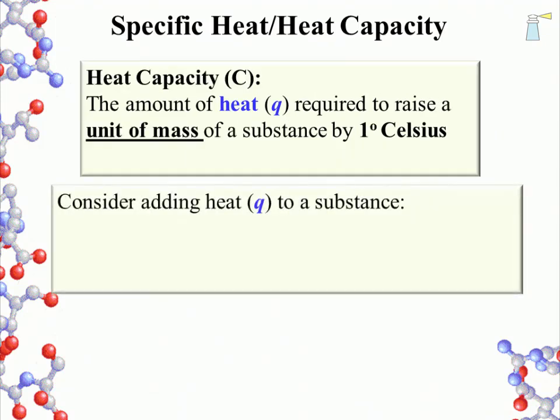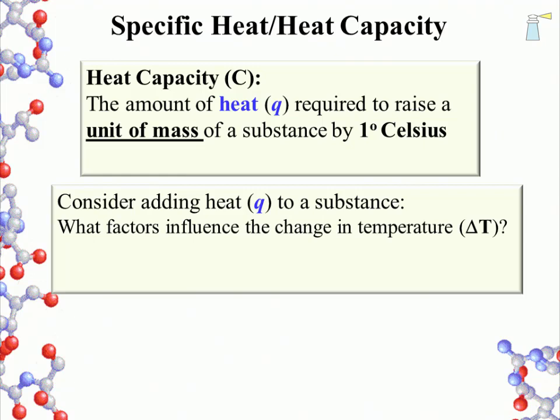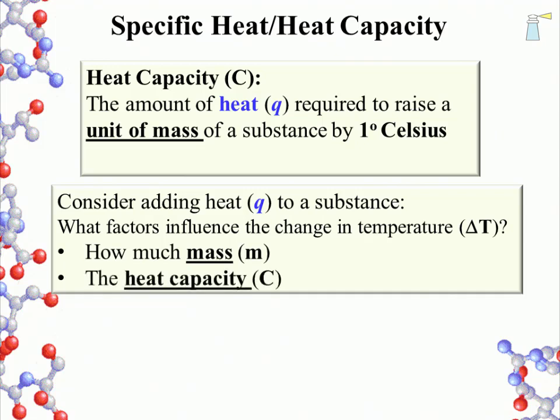Consider adding heat to a substance. There's an expectation that the temperature of that substance will go up. But by how much? What factors influence the change in temperature? Some factors like mass are straightforward. It takes longer to boil a larger pot of water. It takes more heat to get the large amount of water to that same 100 degrees Celsius. Some factors are less obvious. That includes the heat capacity. It is the recognition that different materials require different amounts of heat to raise the temperature to a similar degree.